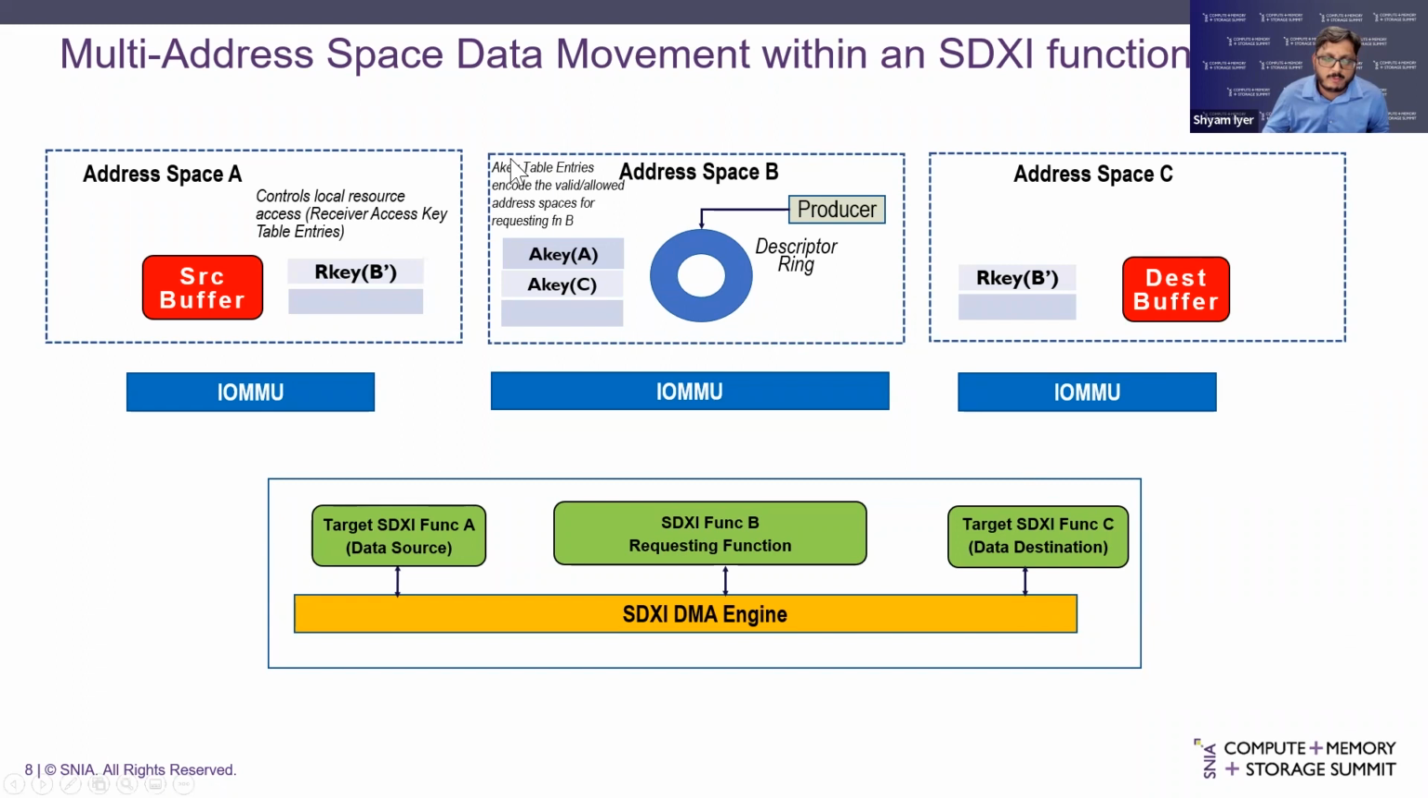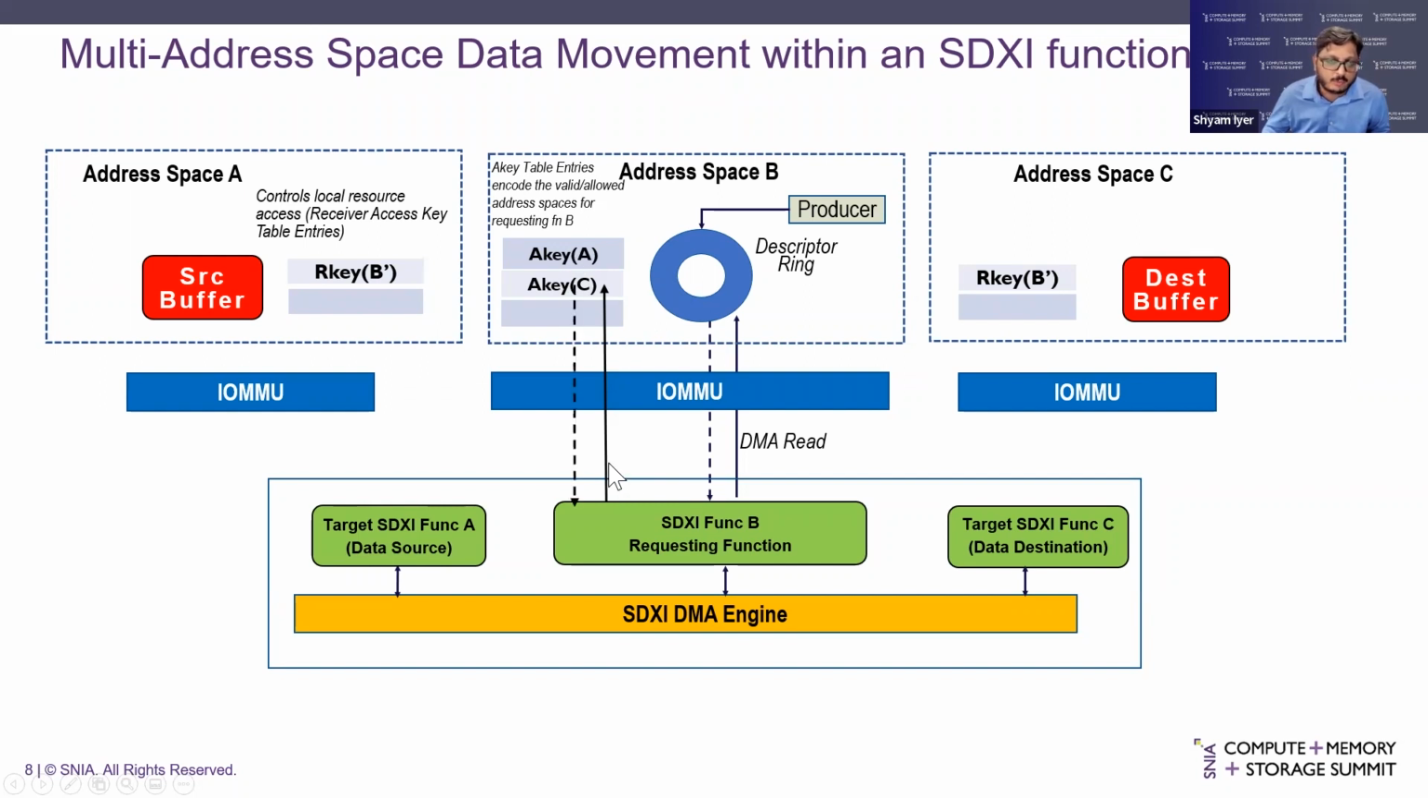a VM trying to move it between two different VMs, or any combination of address spaces that you want to logically separate. So the producer enqueues work into the descriptor ring and rings the doorbell. This function B, which is local to the address space B, fetches the descriptors by doing a DMA read. Once it reads the descriptor, inside the descriptor, it specifies which address spaces it's trying to do the data movement. That's specified by the A keys. The A keys need to get validated by the function to ensure that this function is allowed to access those address spaces, and this is specified by the A key table.